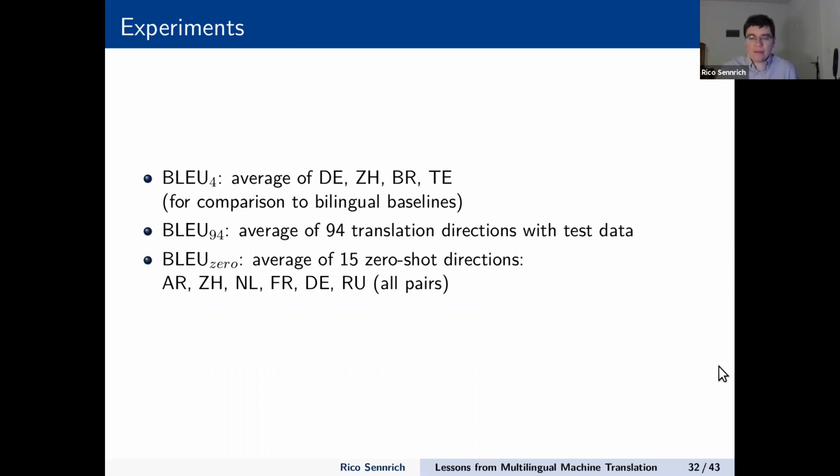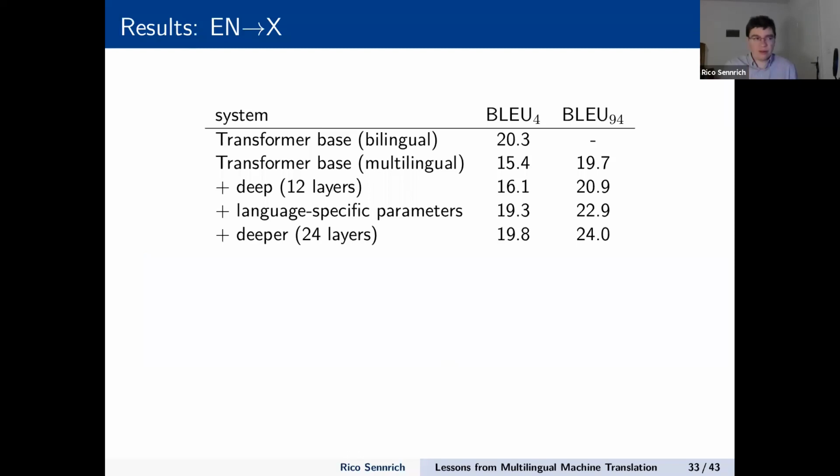I'm going to show you some results now, with a few words on how these have been computed. We wanted to look at different things. We wanted a comparison to bilingual models, but we couldn't really train 100 or 200 bilingual models. So we just picked 4 languages, German, Chinese, Breton, and Telugu, for comparing to the bilingual baseline. With the multilingual model, we were able to translate in all translation directions, and we can just report averages. We also picked some translation directions like Arabic, Chinese, Dutch, French, German, Russian, all pairs between them, where we didn't use any parallel data because the training data was just with English, but we can directly translate and evaluate quality.